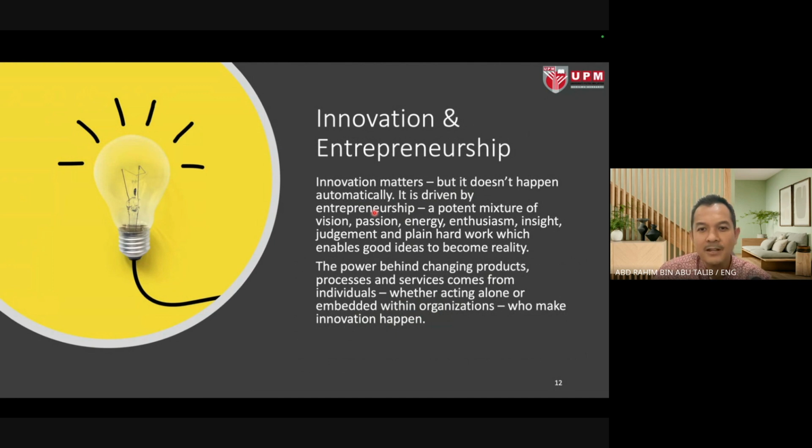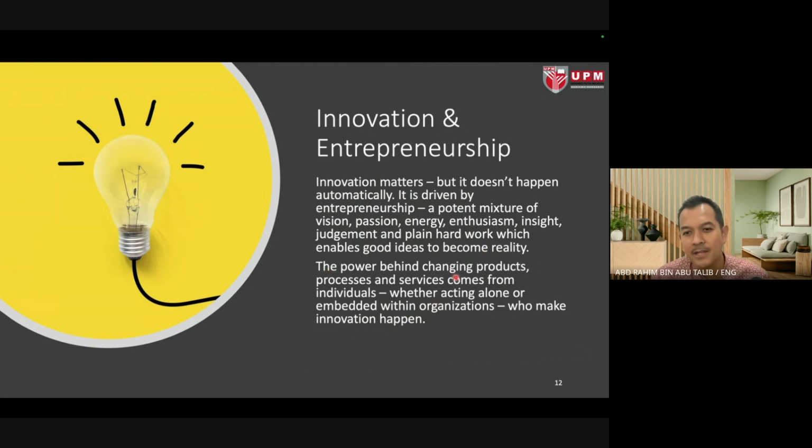It is basically driven by entrepreneurship, because once you have ideas, you realize them, and the way you bring your idea to market is driven by entrepreneurship. And it is actually a potent mixture of vision, passion, energy, enthusiasm, insight, judgment, and plain hard work, which enable good ideas to become reality. So ideas go further when you translate them into the market, right? So the idea can be used by the consumer, the client.